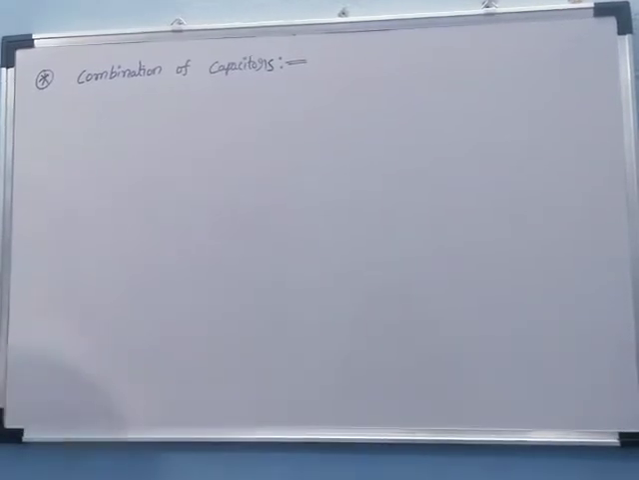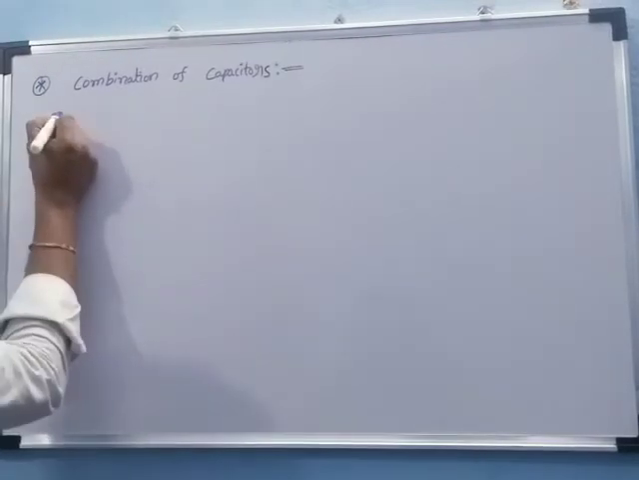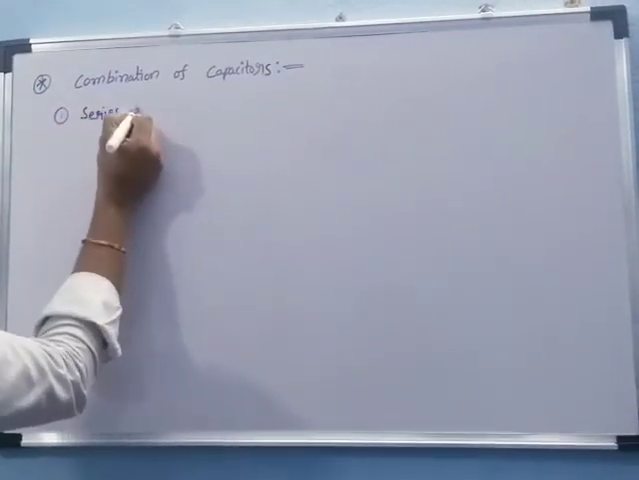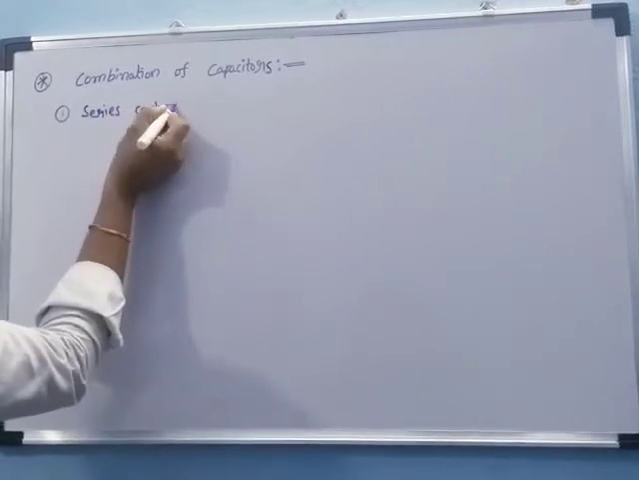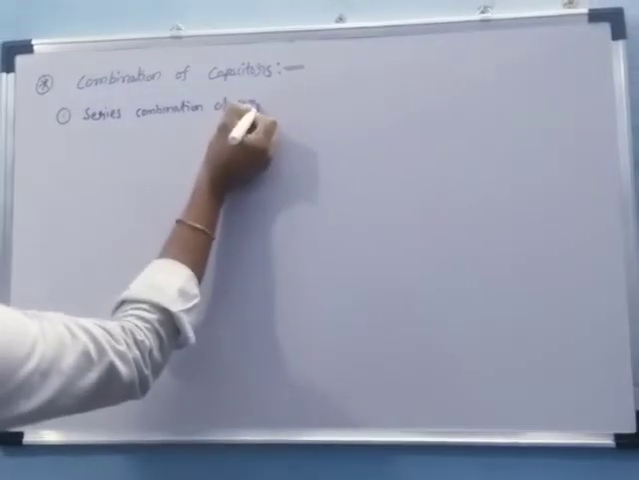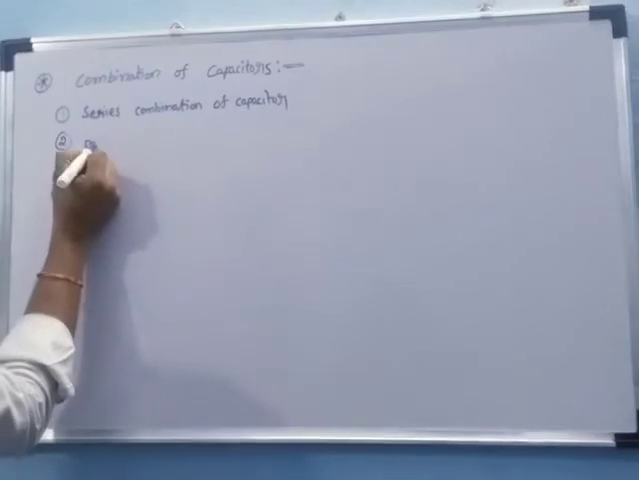Now, combination means two or more capacitors connected in a system. That is called a combination of capacitors. There are mainly two combinations. The first one is the series combination of capacitors. The second one is the parallel combination of capacitors.